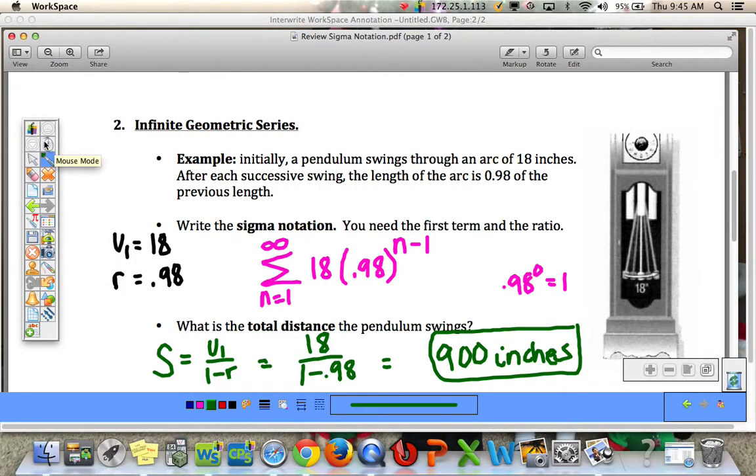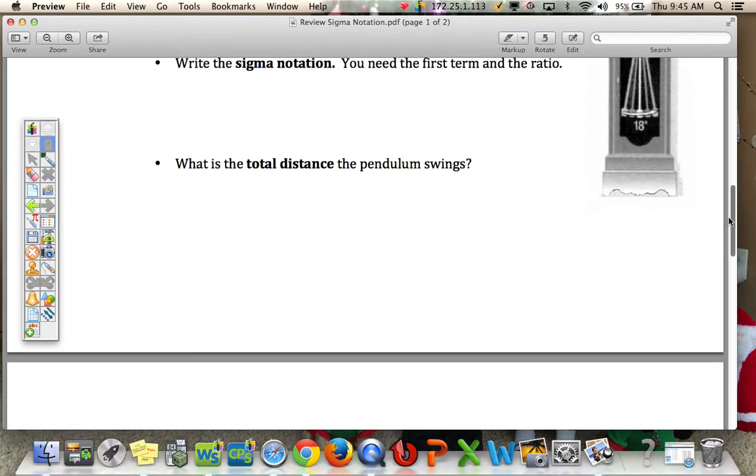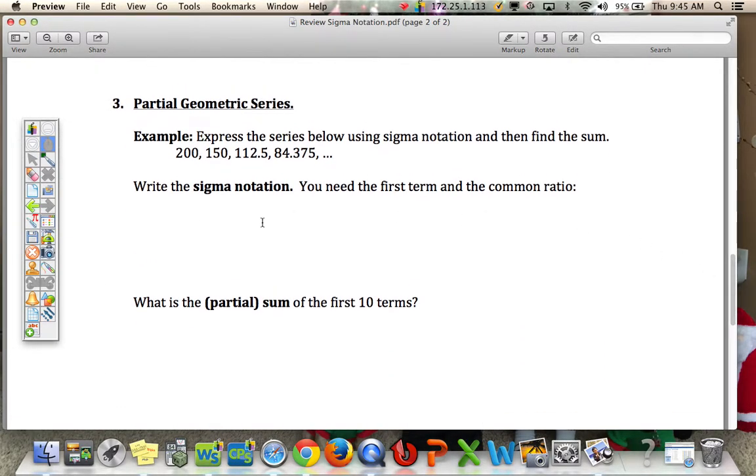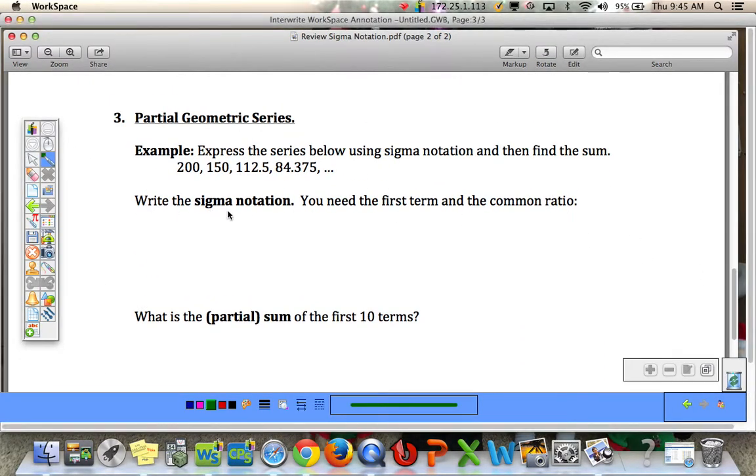Last type of problem, what if it's a partial sum? So partial geometric series. Write the sigma notation. You need to find the first term and common ratio. First term is 200. Common ratio, you take any number, for example, 150, divide by the number before it. And this ratio is 0.75, and that works for each of the terms. So you could have chosen any term divided by the one before. So 0.75.